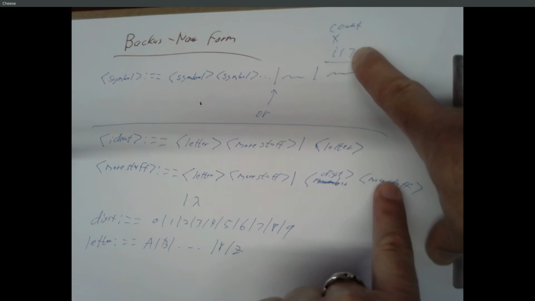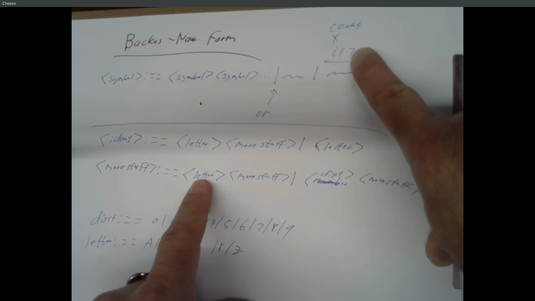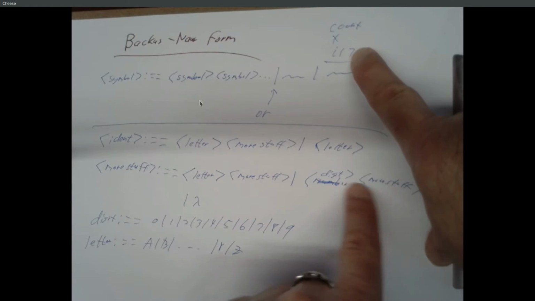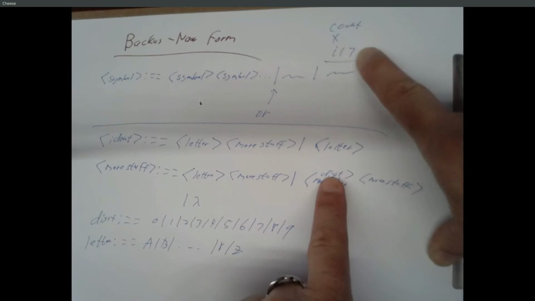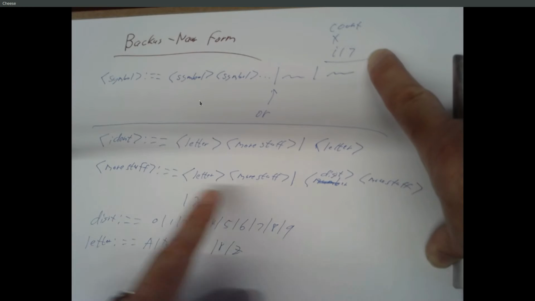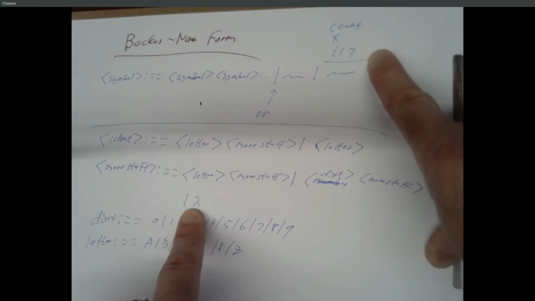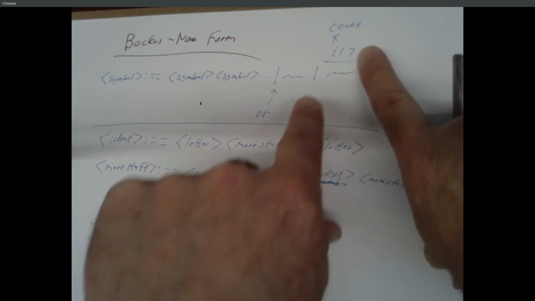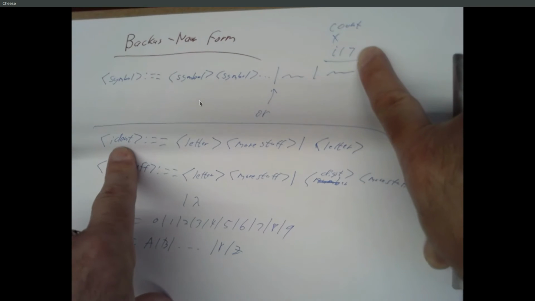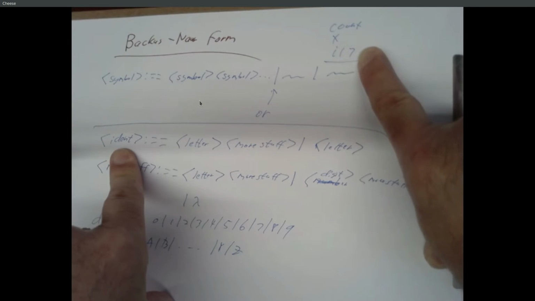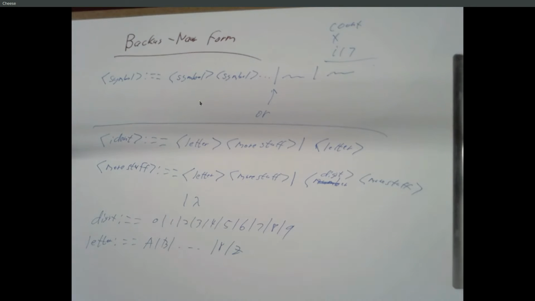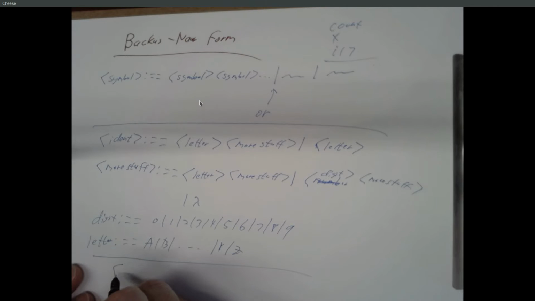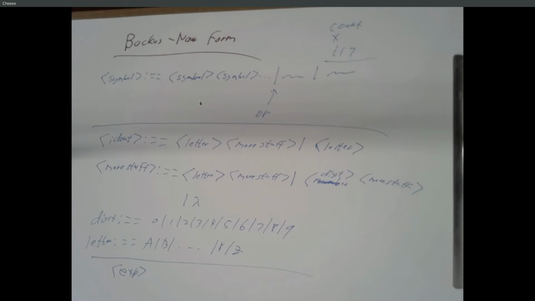So is 7 more stuff? It could be a letter followed by more stuff. No. It could be a digit followed by more stuff. 7 is a digit. Is the empty string more stuff? Yes, it could be the empty string. So up to this point, I've matched an identifier. And I could make a similar BNF for an expression. I will do that shortly.